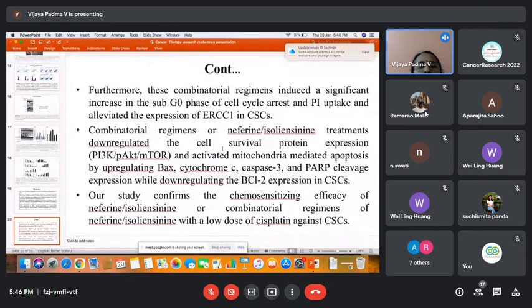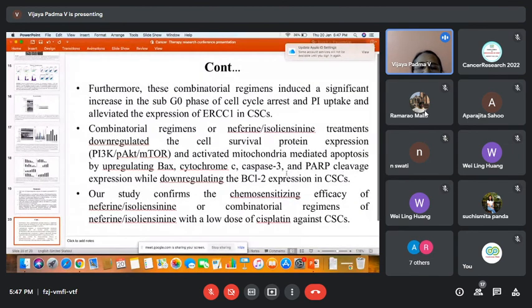We could also see a significant decrease in the expression of ERCC1 in the resistant cells, and we have also seen a significant decrease in the cell survival proteins, upregulation of the pro-apoptotic proteins and downregulation of the anti-apoptotic proteins. And so this study confirms the chemosensitizing efficacy of neferine or isoliensinine, either alone or in combination with cisplatin, against cisplatin resistant cancer cells.